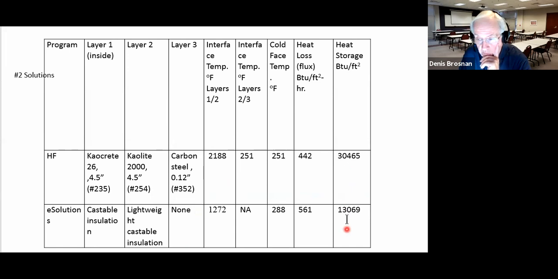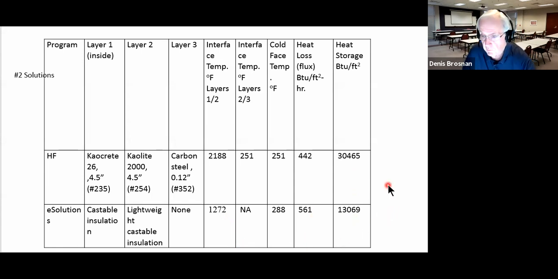These people came up with that number with their materials. With eSolutions, I came up with 13,000. So that's a fair amount of difference in heat storage. Heat loss, 442 and 561. Those are comparable numbers. Interface temperatures are at least better this time, 2188 for heat flow and 1272 for eSolutions.